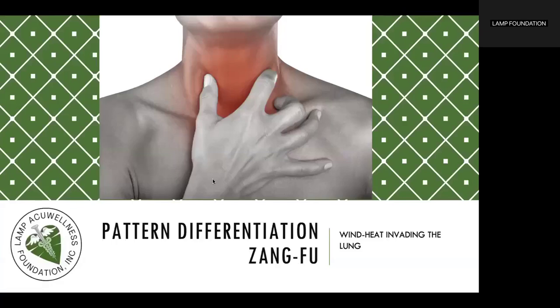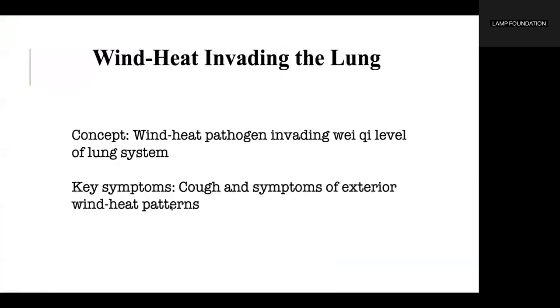Next, we discuss wind heat invading the lung. Like an invasion of wind cold, an invasion of wind heat is usually an acute pattern. While an invasion of wind cold will often, but certainly not always, arise from climatic influences such as cold or droughts, an invasion of wind heat can be caused by exposure to climatic influences and also by infectious pathogens such as bacteria and viruses.